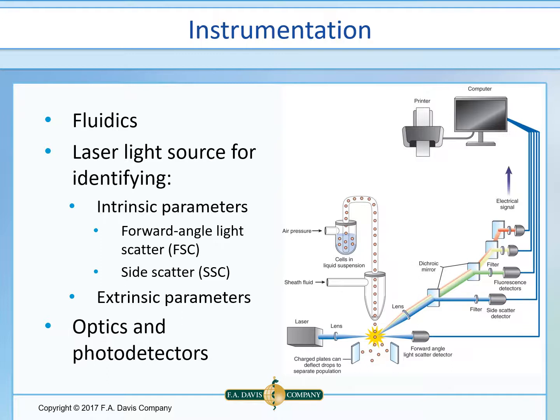The major components of a flow cytometer include the fluidics, the laser light source, and the optics and photodetectors. The data analysis and management is done by a computer.